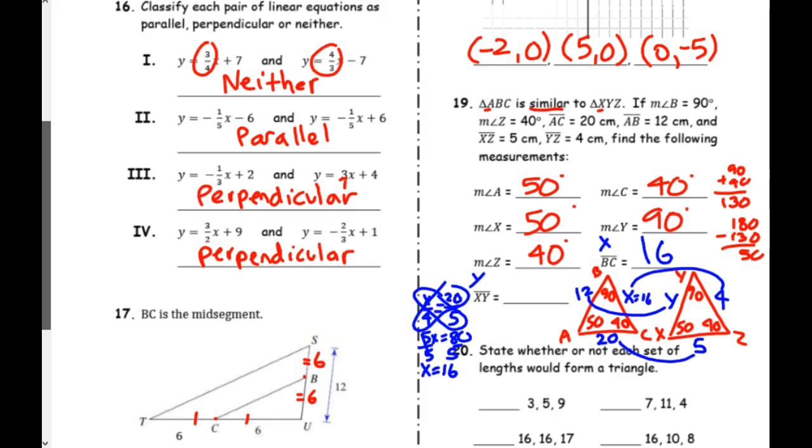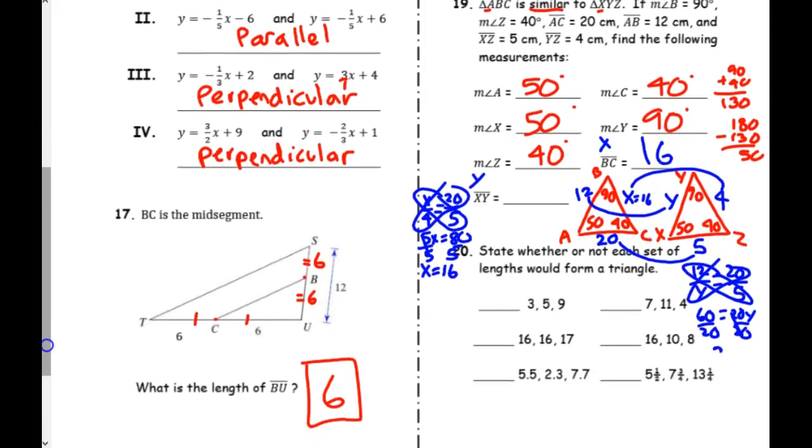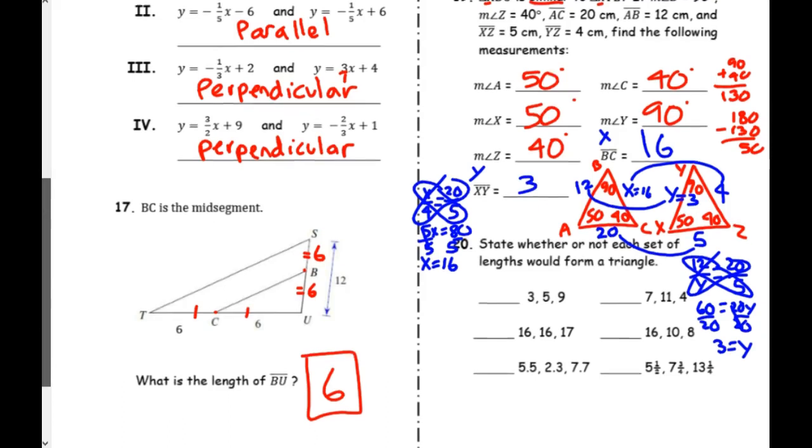And then for y, I'll do 12 over y equals 20 over 5. Cross multiply. 60 equals 20y, divided by 20. Y equals 3. So XY equals 3. Not a lot of room. Oh well.